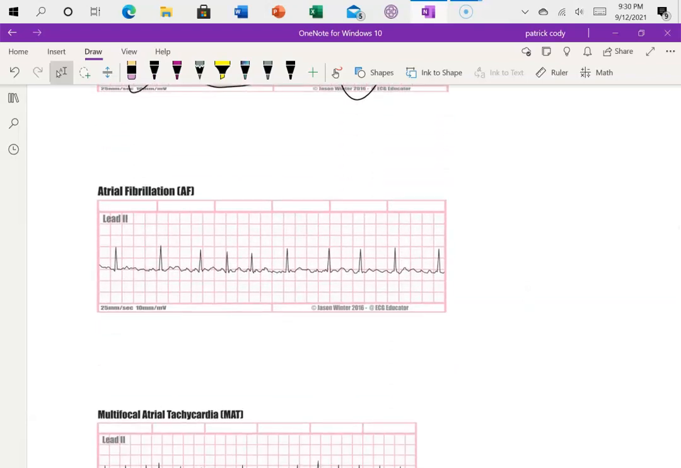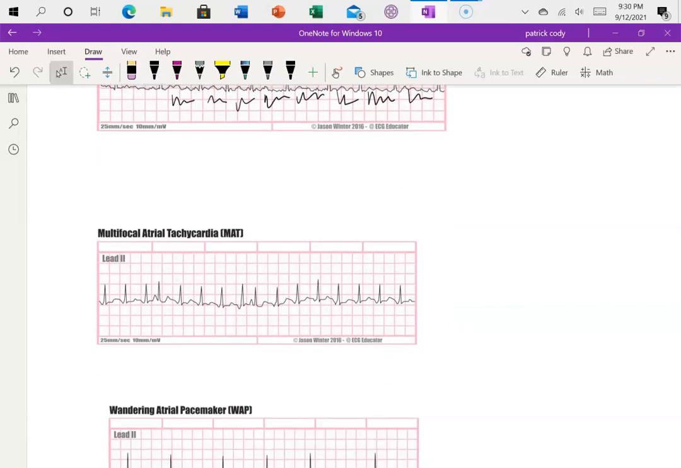Remember, here we have atrial fibrillation, and this is the one where we really don't have easily identified P waves. I would call these non-discernible, and they just basically look like you've scribbled along here. The other hallmark of atrial fibrillation, like we talked about before, was the fact that they are irregular.